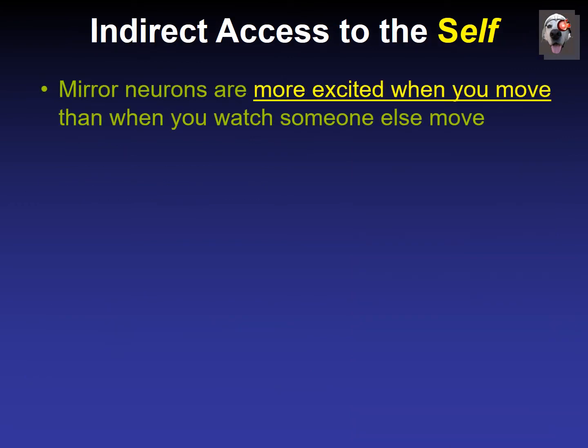Let's look at some more evidence for the involvement of the mirror neuron system in self-processing and self-awareness. There's evidence that mirror neurons are more excited when you move than when you watch someone else move. Recall, a mirror neuron is oftentimes a motor neuron that not only fires when you move, but also fires when you watch somebody else move. But the interesting thing is that it will fire more intensely when you move than when you're just simply watching someone else move.